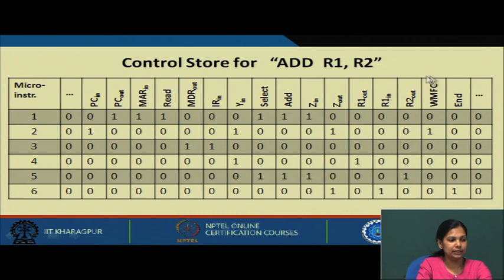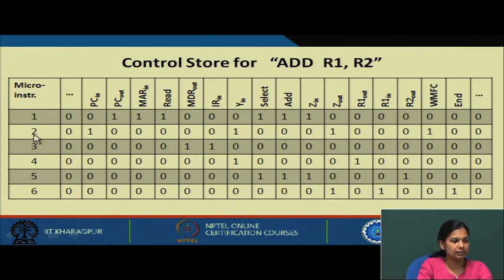So this is how it is stored. Let us say there will be many more control signals. For add R1, R2, in step 1, these control signals are 1, and the rest will all be 0: PC out, MAR in, read, select 4, add, Z in. These signals will be 1 and the rest will be all 0.